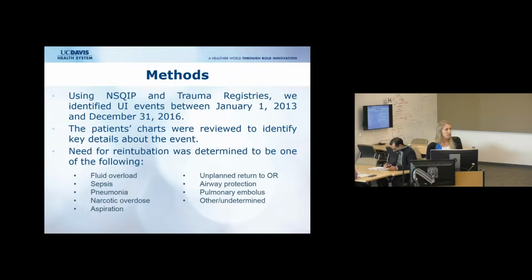Using all of that information, we determined the underlying cause for the need for reintubation and characterized them into the following causes: fluid overload, sepsis, pneumonia, narcotic overdose, aspiration, unplanned return to the operating room, airway protection, pulmonary embolus, and finally other undetermined, as there were multiple cases where we couldn't pinpoint exactly what the cause was.